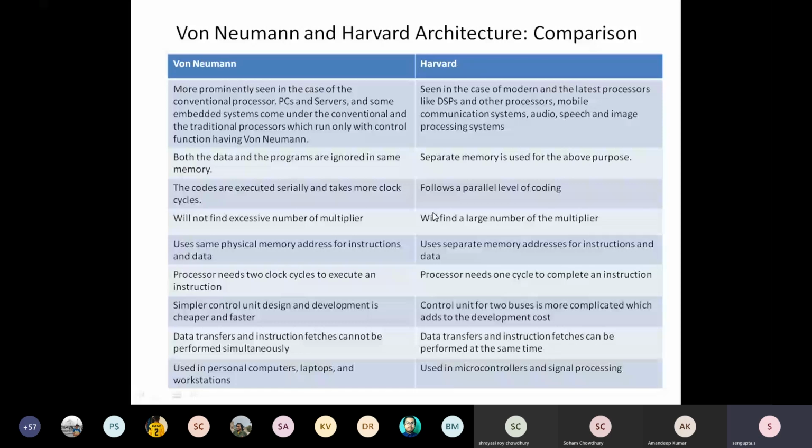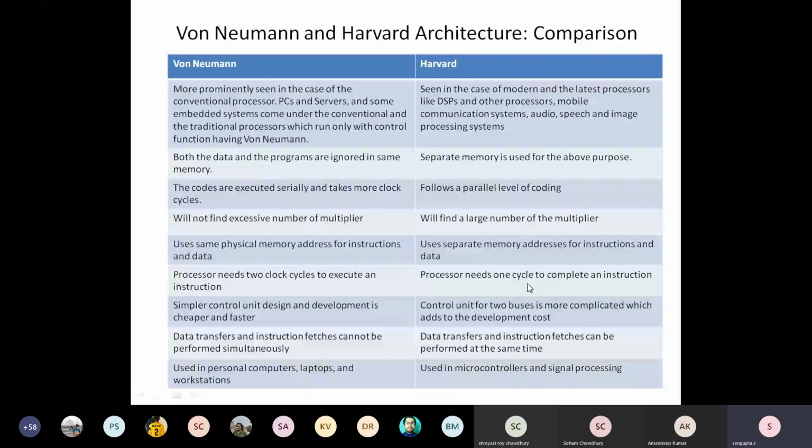Von Neumann uses the same physical memory address for instructions and data. This we have talked about. It needs at least 2 clock cycles to execute an instruction, or more. In Harvard, a processor needs 1 cycle to complete, or sometimes 2, but in the other case it can go up from 2 clock cycles to much more. Right?